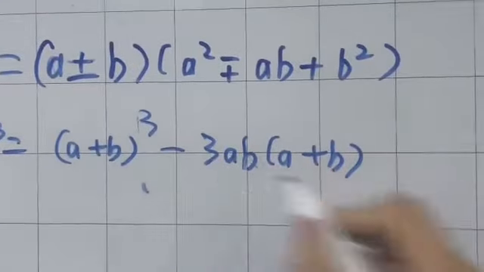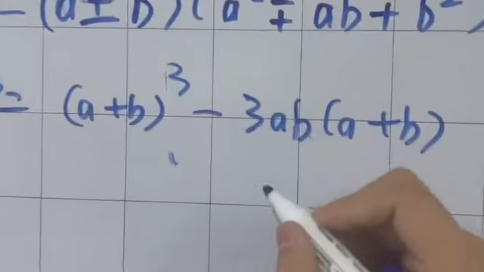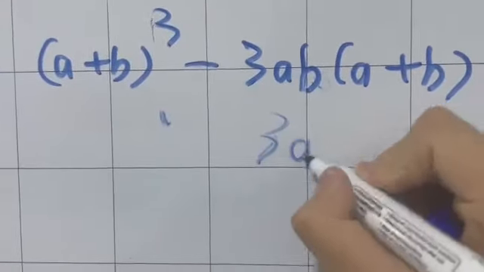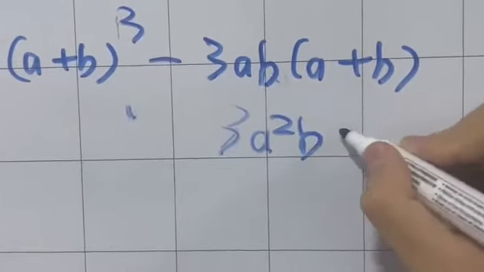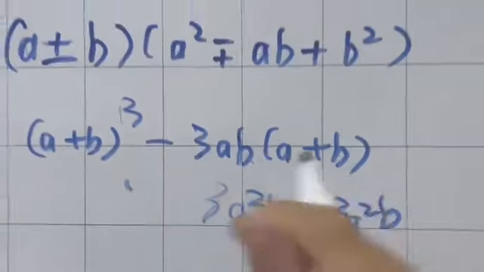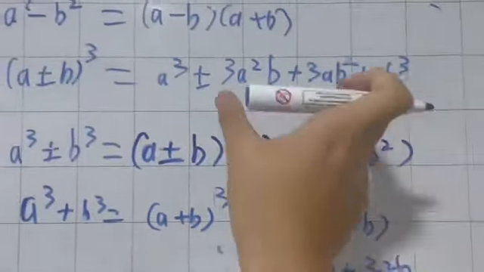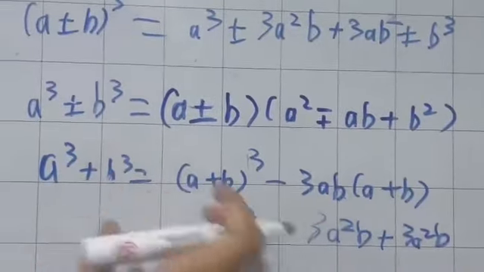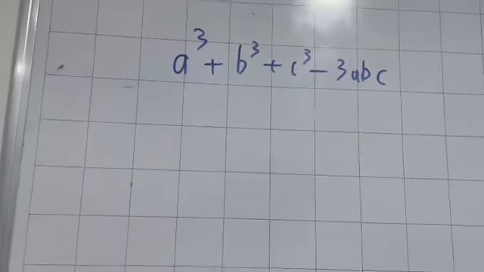This is a way to factorize. If you expand this out, you will get 3a squared b plus 3ab squared, which is exactly the same as this. So that's how you deduce it. Okay, so we got all the basics done. So now let's solve this.